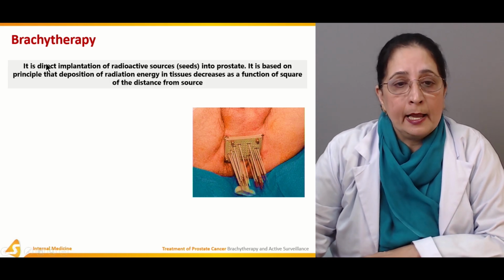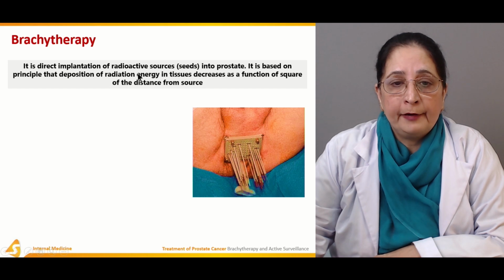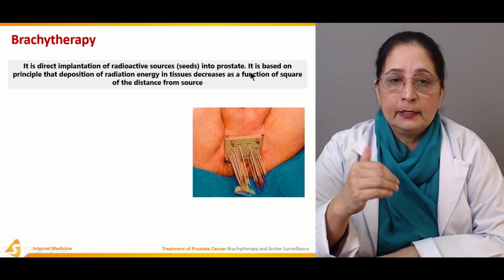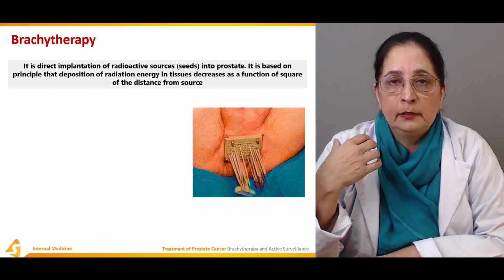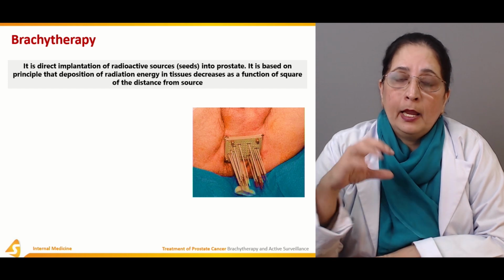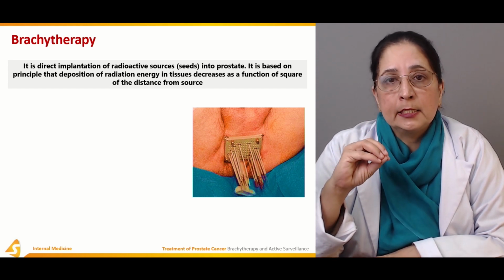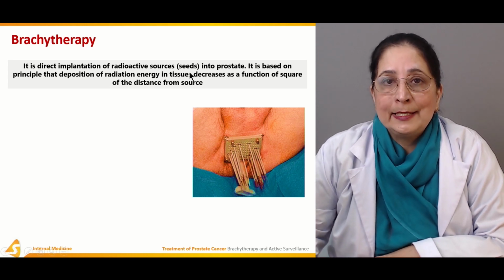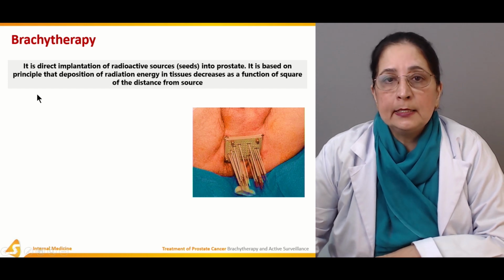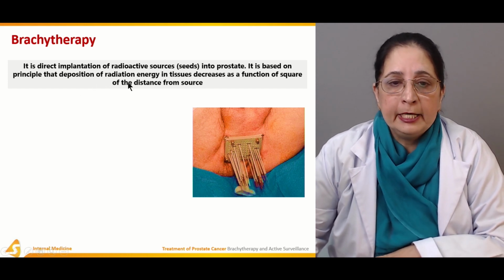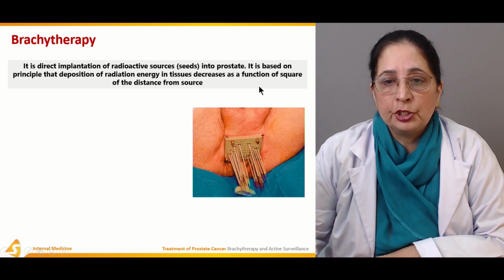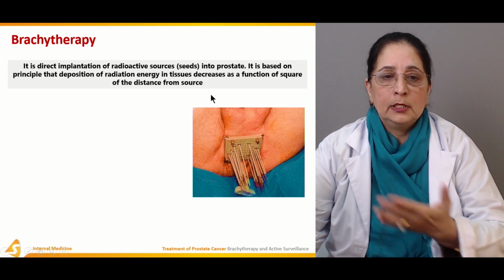Brachytherapy is the direct implantation of radioactive sources, seeds, into the prostate. So the direct radioactive source that gives the radiation is directly implanted into the prostate, and the sources are the seeds. It is based on the principle that deposition of radiation energy in tissues decreases as a function of the square of the distance from the source.